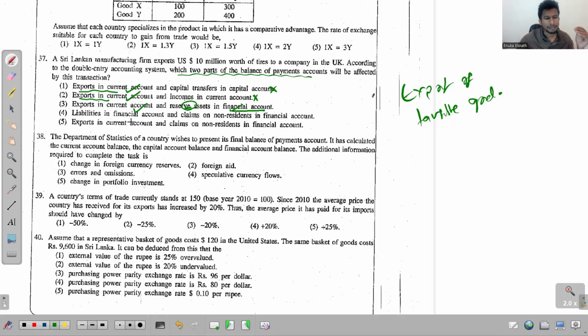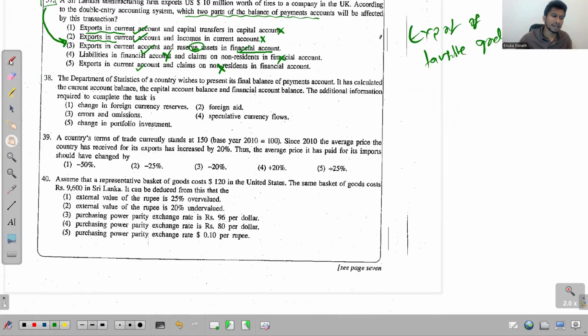The fourth one, liabilities in the financial account, totally wrong. And claims on non-residents in financial account, totally wrong. Exports in the current account, yes. Claims on, no, wrong. So from the given 5 options, either the correct one or the most suitable one is the third one. Right, so that's the third one.